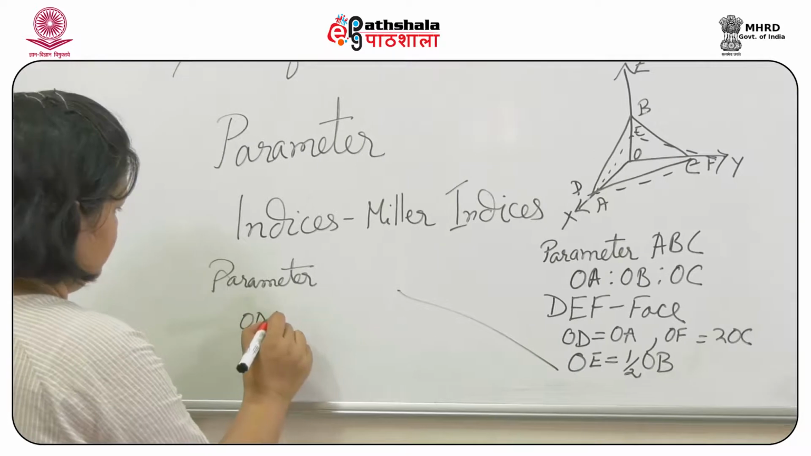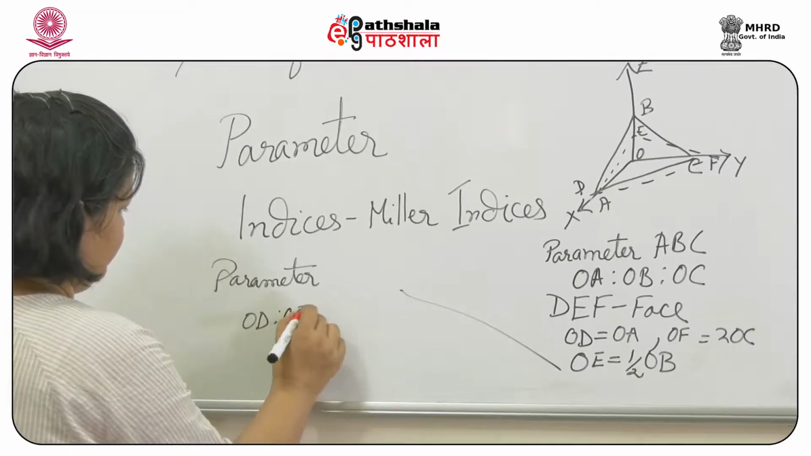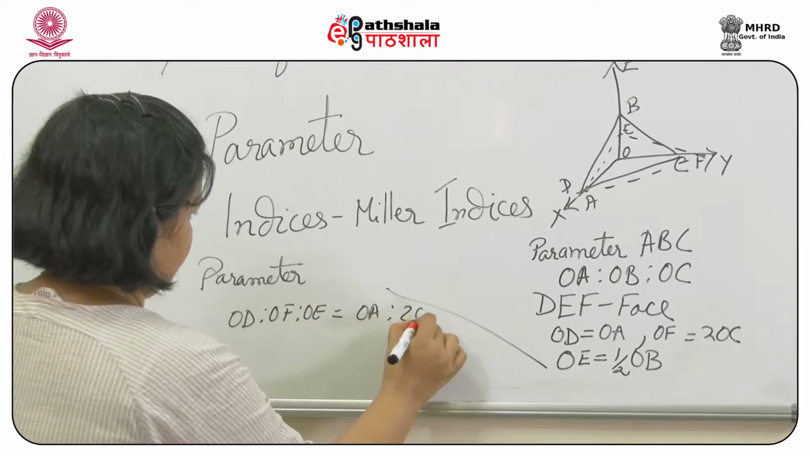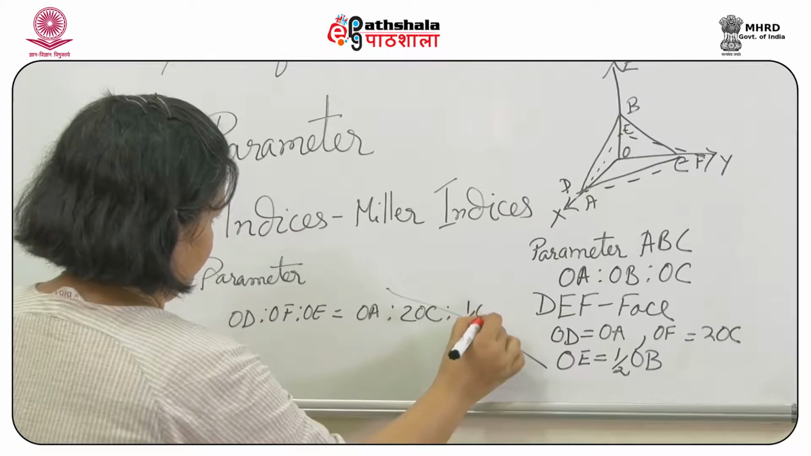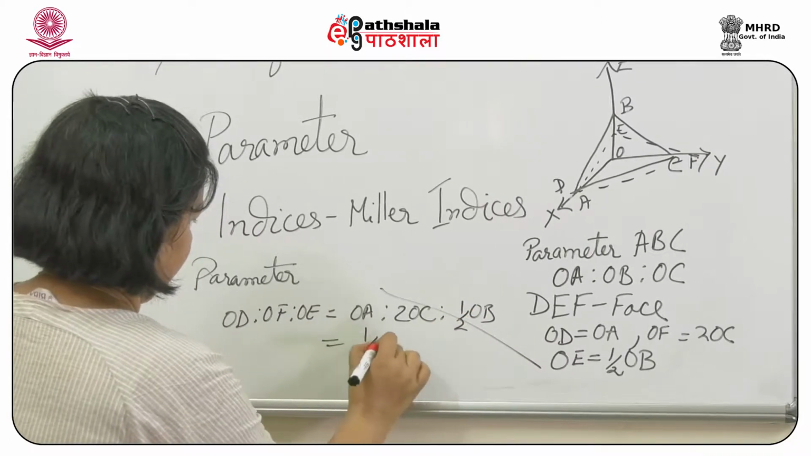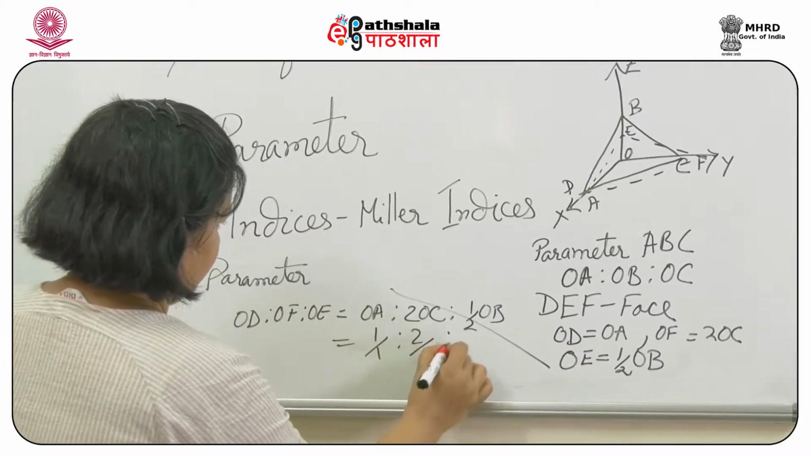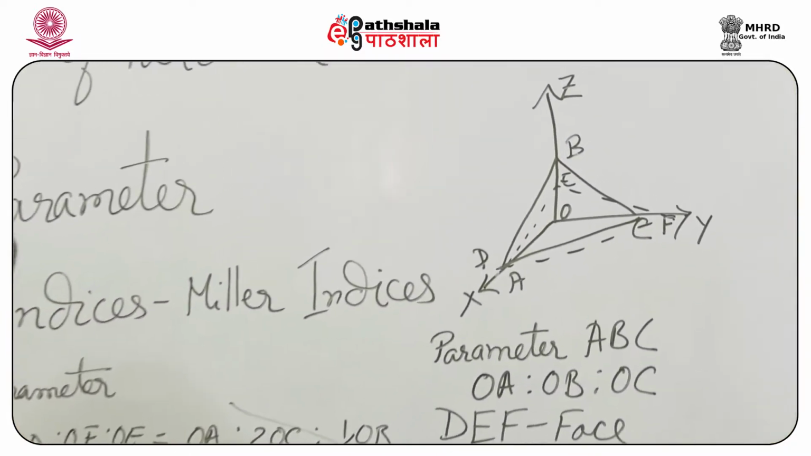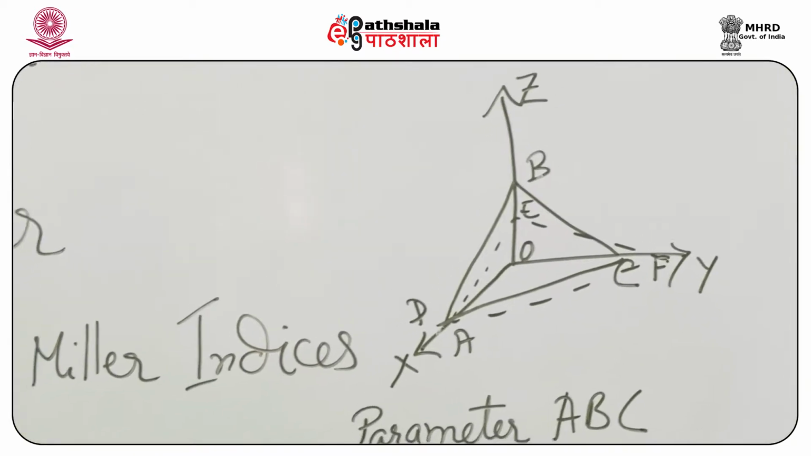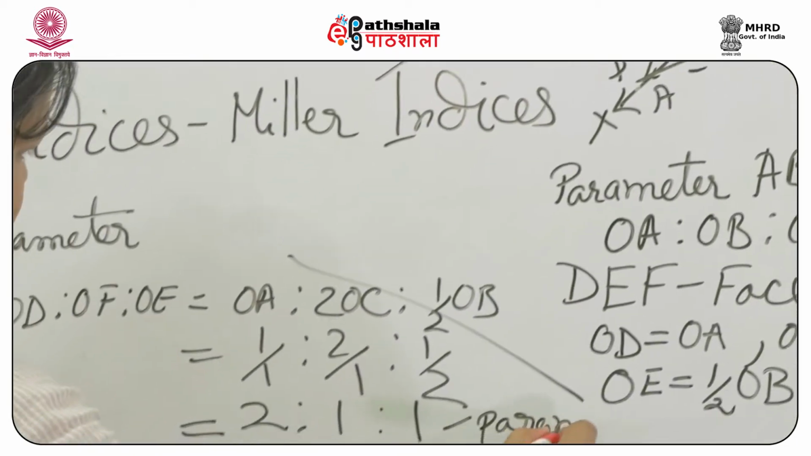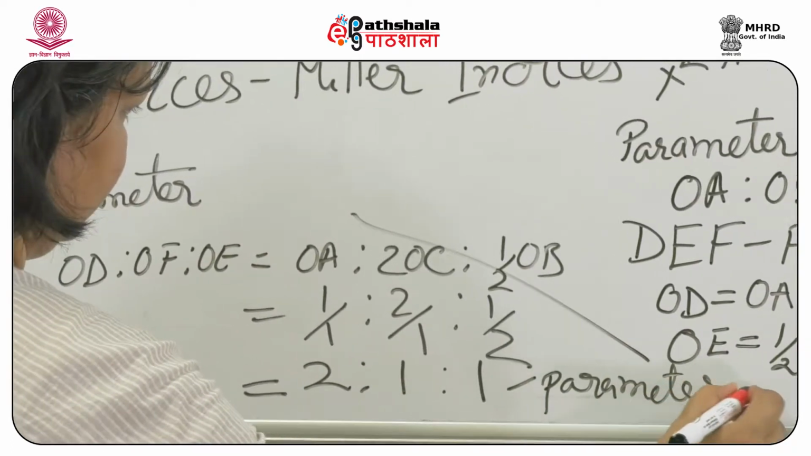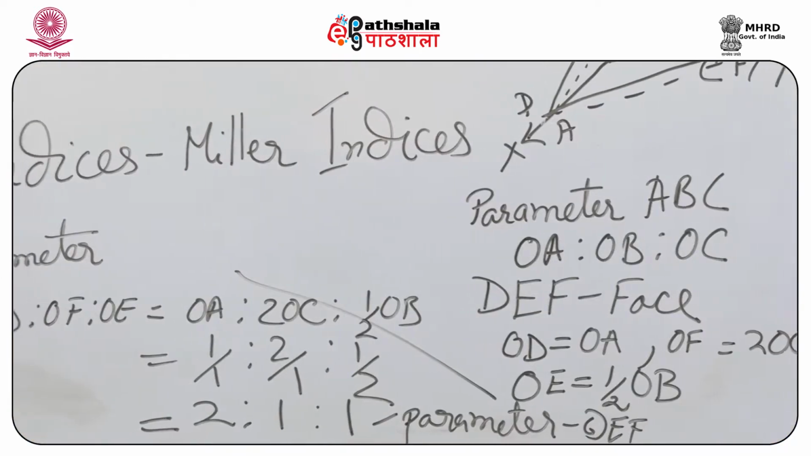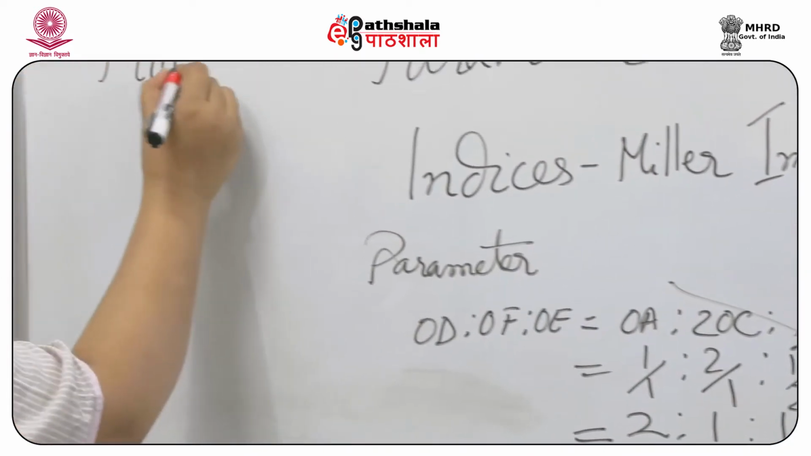So the parameter for this phase will be OD is to OF is to OE equal to OA is to twice OC is to half OB. So that is 1 by 1 is to 2 by 1 is to half. So we have 2 is to 1 is to 1, which is the parameter for this crystal face D, E, F.